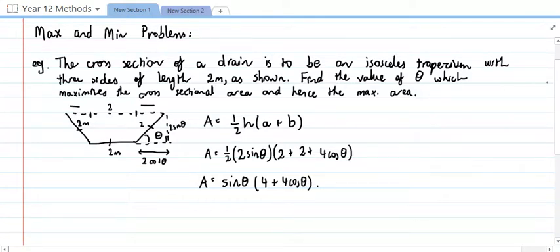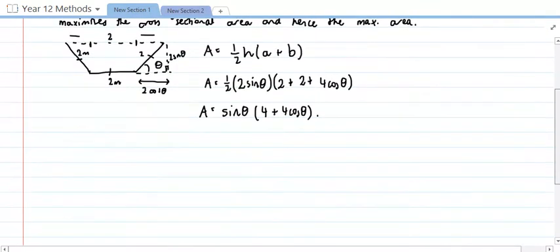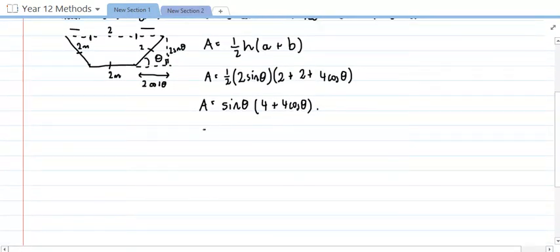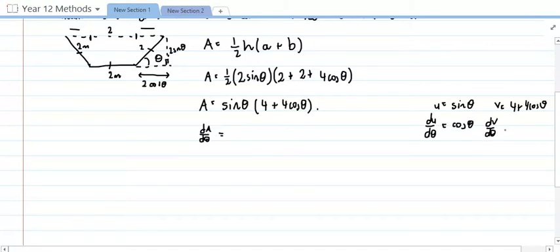So the next thing, we want to find out what the maximum is going to be. So we need to get dA d theta. Because we've got a function multiplied by another function, we're going to be using the product rule. So I'll do this off on the side. I'll go u equals sine theta, and v equals 4 plus 4 cos theta. So du d theta is just cos theta, and dv d theta is going to be negative 4 sine theta. And we sub all that in.